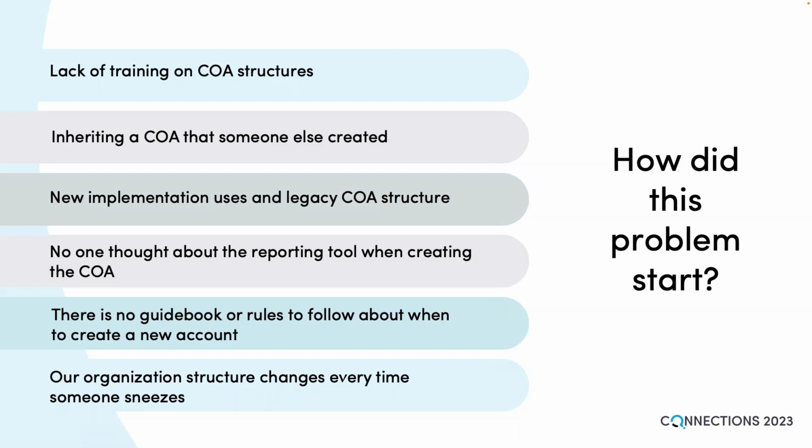No one thought about the reporting when the original chart of accounts was created, and now there's a disconnect between organizational reporting needs and what the COA has. There's no guidebook or rule to follow about when we create a new account, so it's a free-for-all. Somebody in some department says they need an account, so we create one, and then we're stuck with the baggage of it for life because there's history in there.